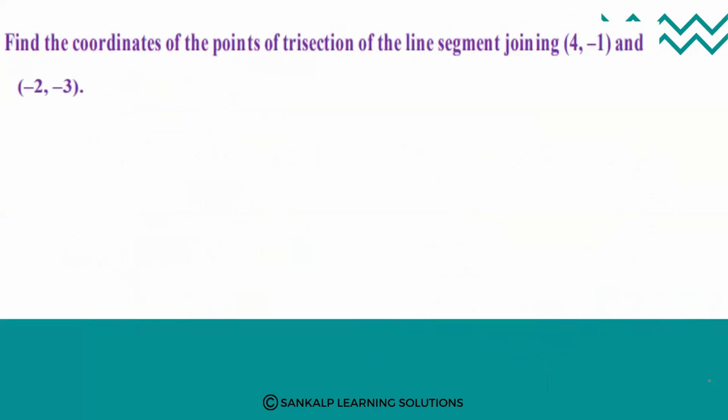Find the coordinates of the points of trisection of the line segment joining (4, -1) and (-2, -3). Okay. So trisection. What do you mean by trisection? This is also an important question. Many times this question has repeated for us. Find the coordinates of the points of trisection.